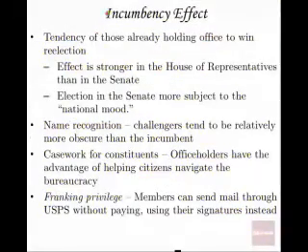So the incumbency effect. What is an incumbent? An incumbent is someone who actually holds office right now. So the incumbency effect is the tendency of those already holding office to win re-election. The best way to win an election is to have won the previous election. So that's great if you are the incumbent, but if you're a challenger, it's a very difficult task to try to defeat an incumbent. But it happens.